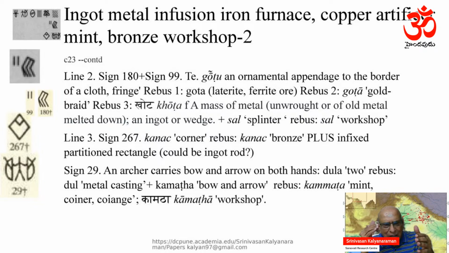Continue with symbols. Go to an ornamental appendage to the border of a cloth. Look at the shape. A similar sounding word is goṭa, ferrite ore, laterite, or goṭa can be gold braid, or goṭa, a mass of metal, and rod of old metal melted down in ingot or wedge. Then sal splinter, sal workshop, and sign 267, kanac corner, kanac bronze, kañcu bronze, well metal, infixed partition rectangle. Ingot could be ingot rod. Then the archer we have seen, kamaṭa bow and arrow, kamaṭa mint, kamaṭa workshop. Konkani. Next, please.